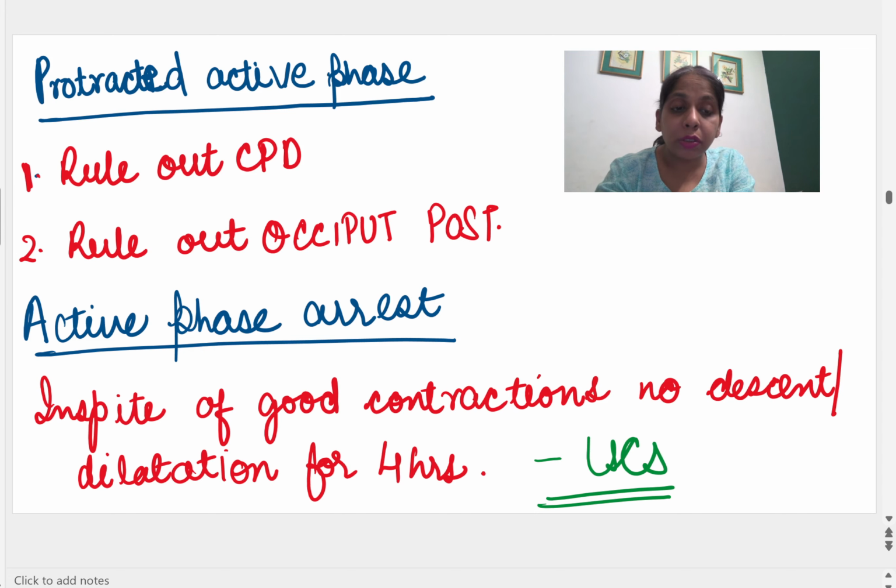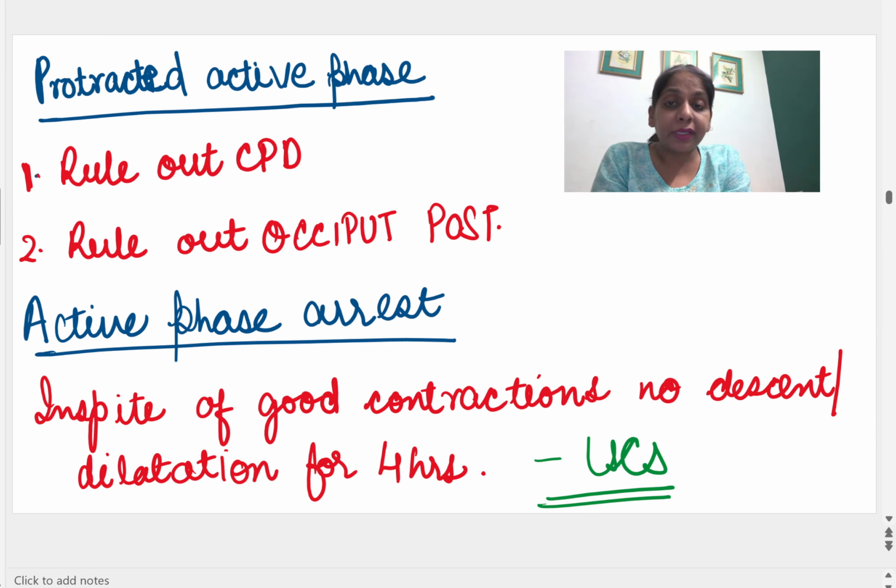Then we are going to rule out CPD. Okay, or we will rule out occipito-posterior position. Only two things we will do if there is protracted active phase. Number one, we will rule out CPD. Fetus descent नहीं हो रहा है, right? Descent क्यों नहीं हो रहा है? क्योंकि pelvis छोटा पड़ रहा है, because pelvis is less in diameter, so there is cephalopelvic disproportion. So we will rule out CPD, or we will rule out the position, because occipito-posterior में rotation होना होता है, तो it takes time. Okay, so we will rule out these two things.